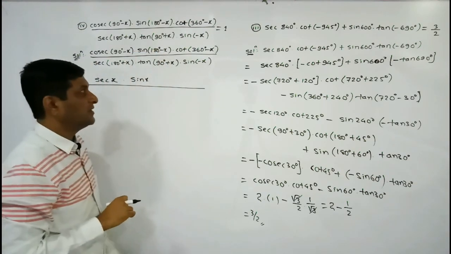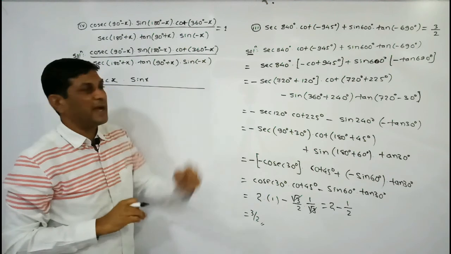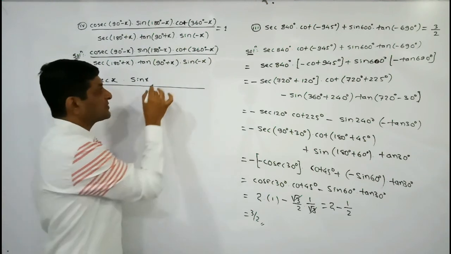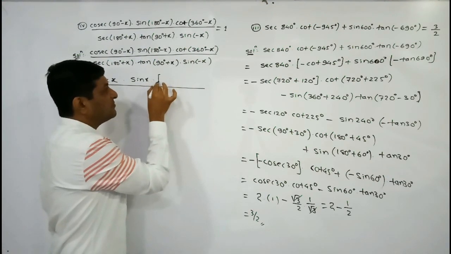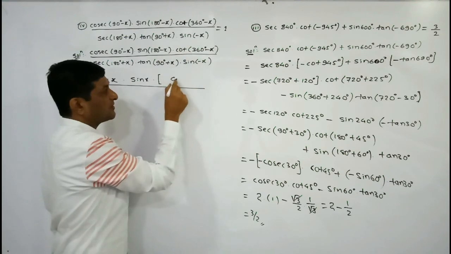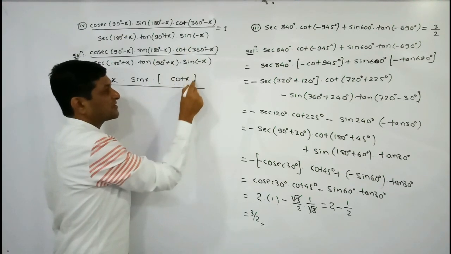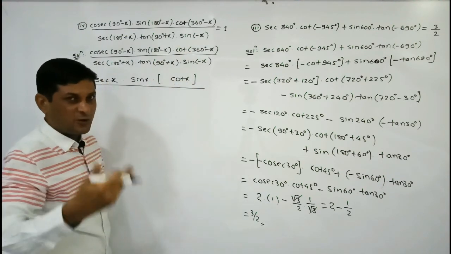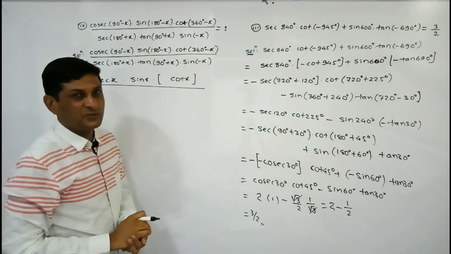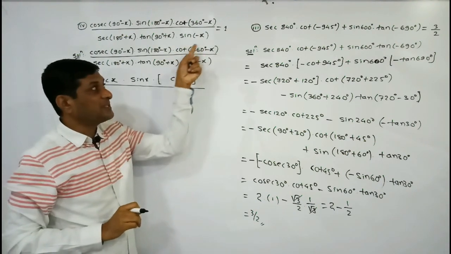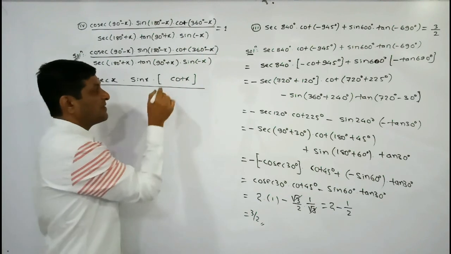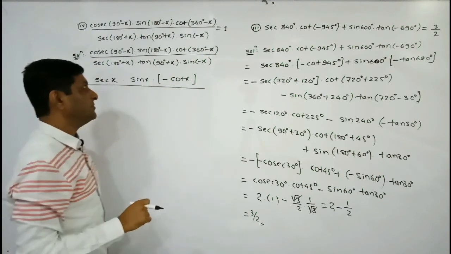The quadrant is second, so the value of sin in the second quadrant is positive. Cot 360 minus x: the first term is 360, 360 means 2 pi. If the first term is pi or 2 pi, the trigonometric function does not change, so it is cot x, but this theta lies in the fourth quadrant, so that's why the value will be negative here.